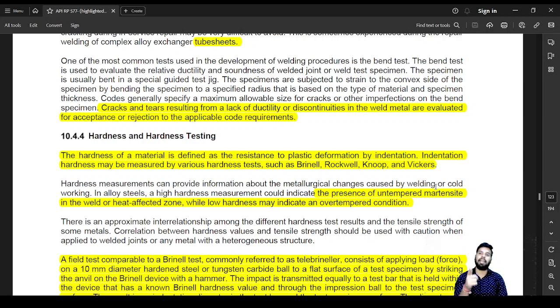So this ductility can be identified by a bend test. When you bend the specimen, if your specimen is able to bend without breaking, then it is very ductile. But while bending, if the material breaks or if cracks are developed, then the material is not as ductile and it will fail before bending.